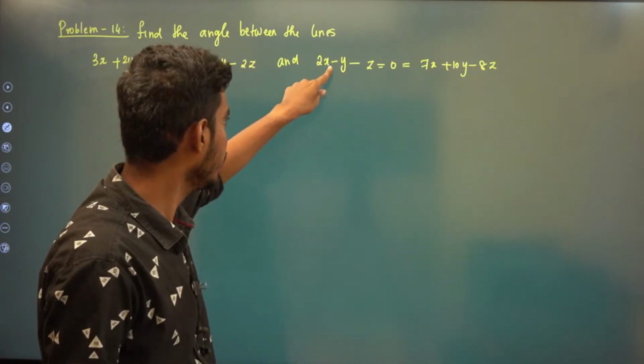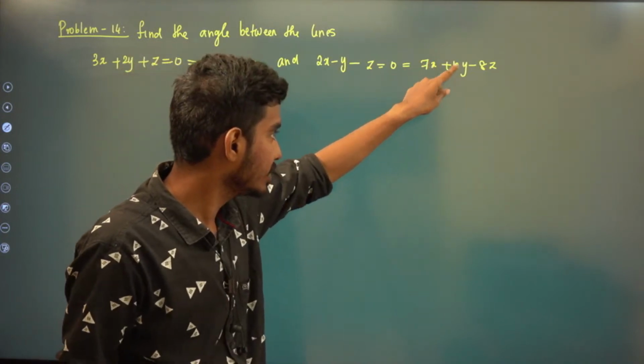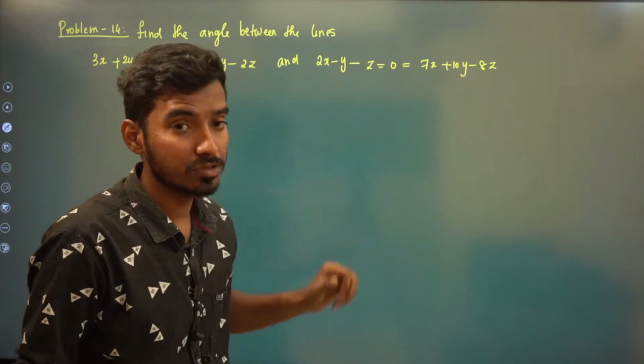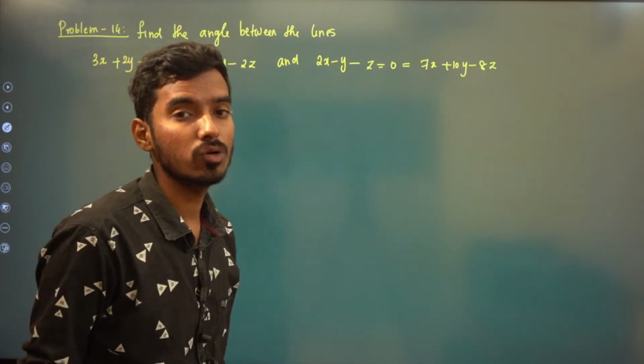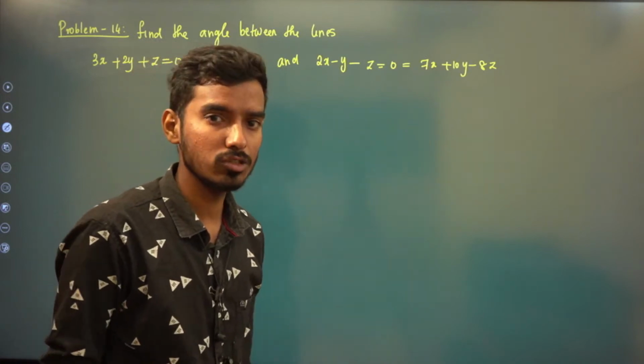So you will have 2a2 minus b2 minus c2 is equal to 0, and 7a2 plus 10b2 minus 8c2 is equal to 0. Solve for a2, b2, c2. You will get the direction ratio of the second line. So you know both the direction ratios.